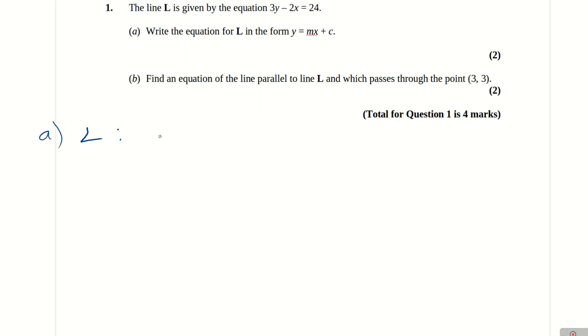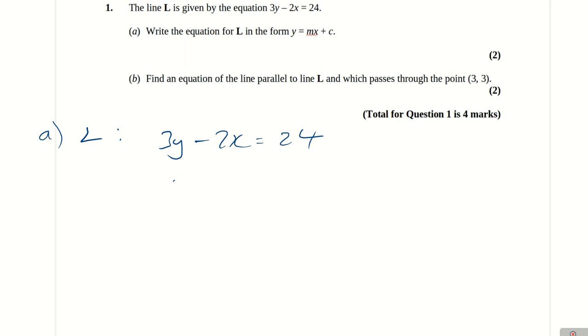So L is 3y minus 2x equals 24. We've only got x's and y's to the power 1, so there's no squareds or any other higher power. That means it's going to be the equation of a straight line. Now in part A we've got to find the equation in the form y equals mx plus c. That just involves rearranging the equation they've given us.